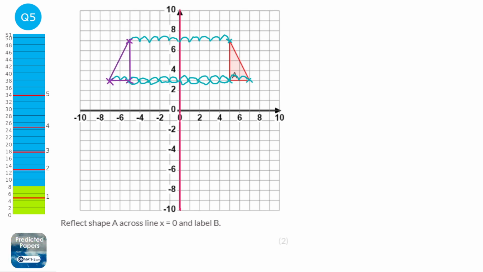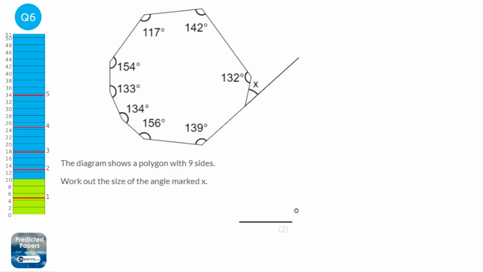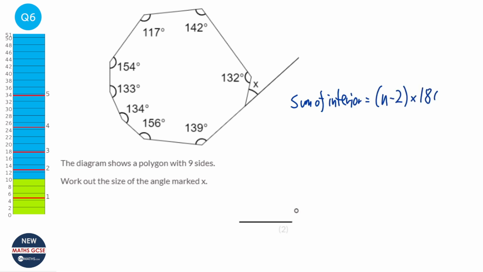And it says to label our triangle B. So we first of all need to work out what the sum of the interior angles on this polygon are. So sum of interior, and that's equal to n minus 2 times 180. And n's the amount of sides, so it's a 9-sided shape. So 9 take away 2 is 7, so we're going to do 7 times 180, which is 1260.